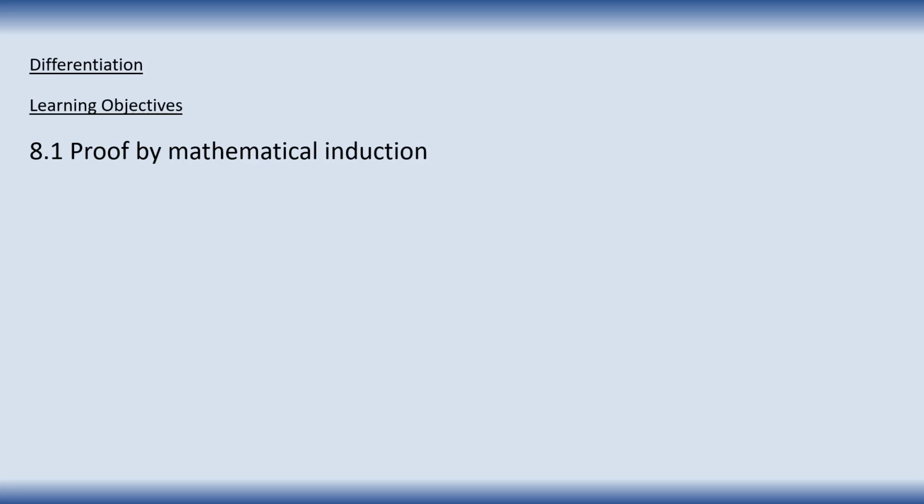8.1 Proof by induction. The basis of proof by induction is a four-step process. What we're trying to show is that we show that it's true for the first case, then we show that it's true for the following case, then it must be true for all cases. And that's the basis of induction.